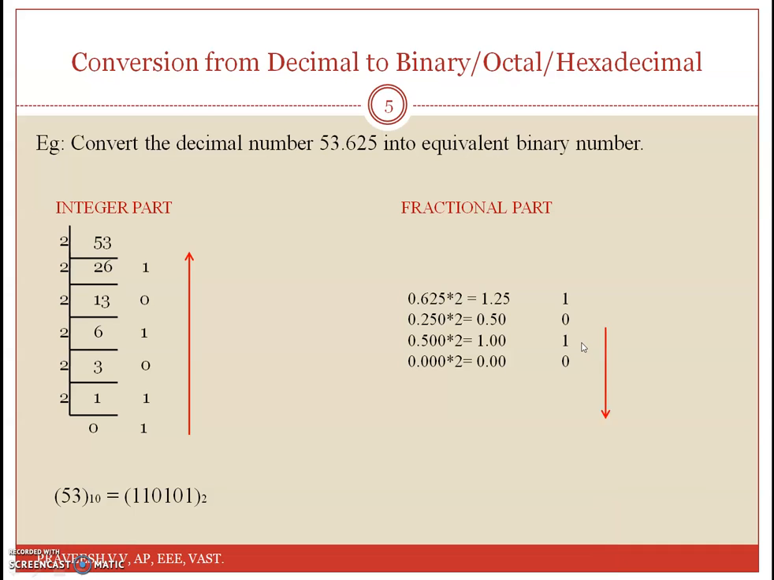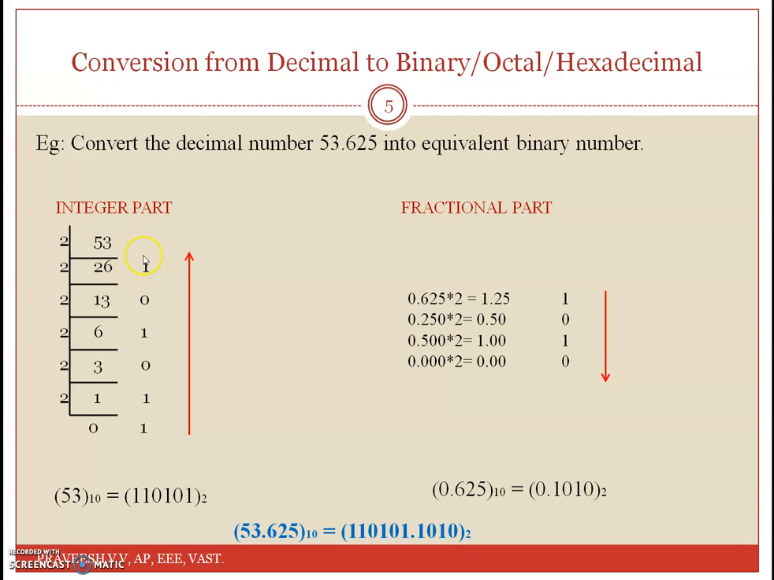Now I will arrange it from top to bottom, that is 1 0 1 0. So this gives 0.625 as 0.1010, followed by zeros. This is the binary equivalent of the decimal number 0.625. Now I will combine this, so the final answer will be 110101.1010 in binary.